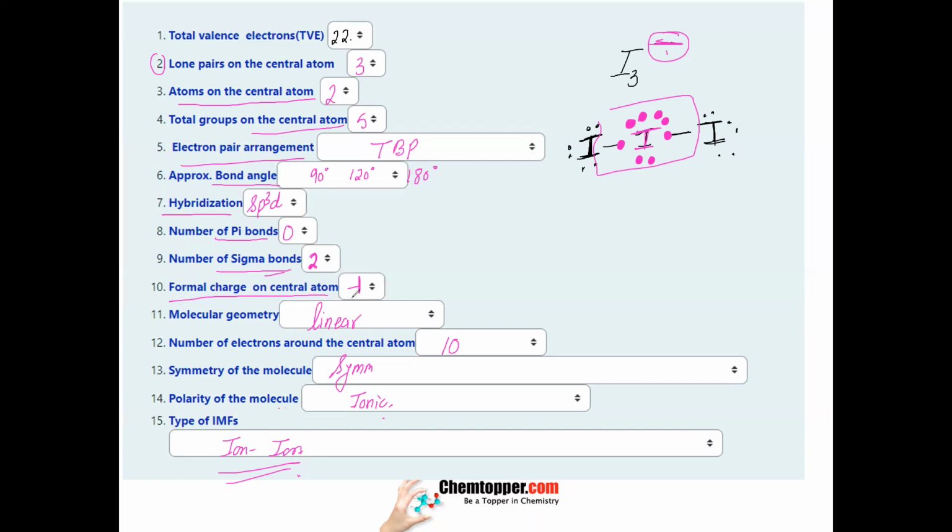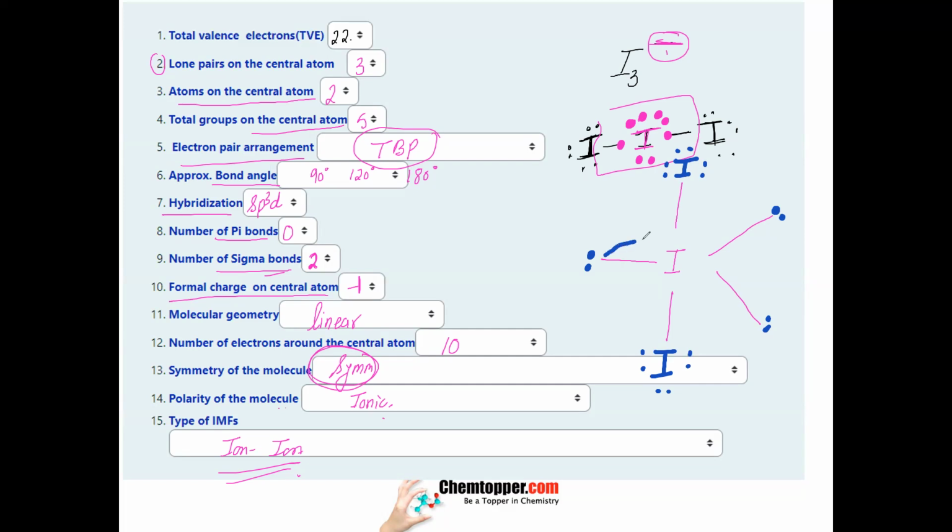Okay, this is I3 minus. Why is this molecule symmetrical? Who is going to help me in this? Where would you like to place? You said it's trigonal bipyramidal, so let's make a trigonal bipyramidal. Where should I place my lone pair? I should place my lone pairs on the equatorials and the other iodines on the axials to have minimum repulsion.